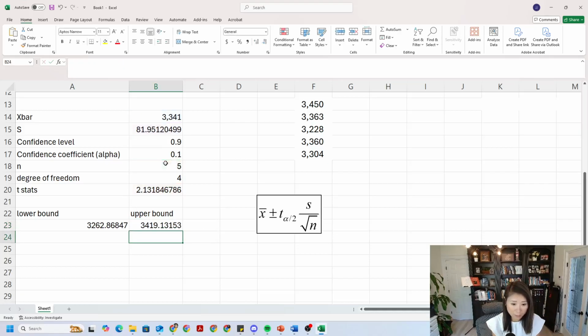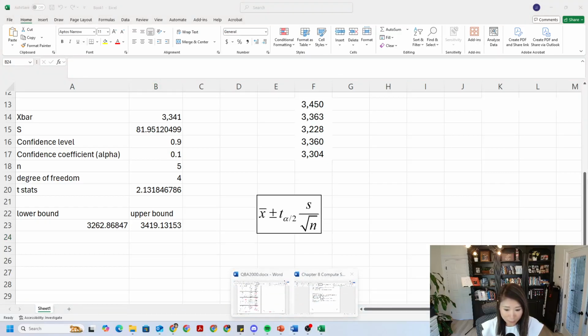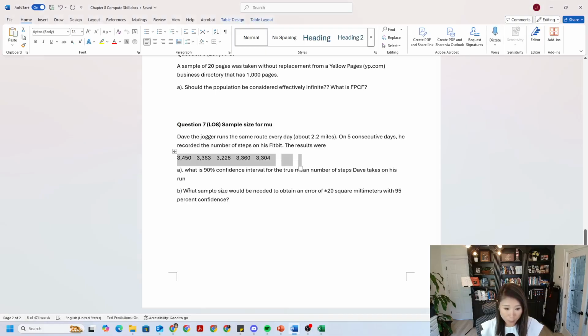So with 90% confidence, we believe the population mean of how many steps Dave makes in general is between 3,262 and 3,419 steps. That is the 90% confidence interval, and that is the answer for A. Now we move on to B. What sample size would be needed to obtain an error of plus or minus 20 square millimeter with a 90% confidence?